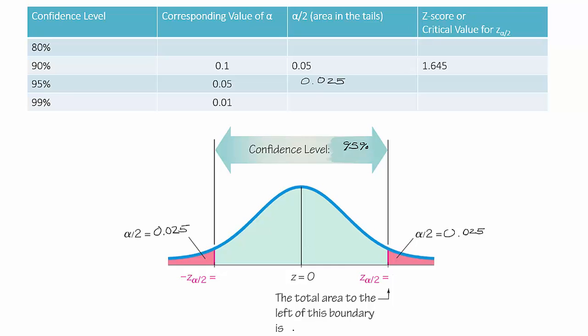But before I do that, I need to figure out what is the total area to the left of this upper boundary. So I would be taking 100%, all of the data under the curve, and subtracting out 0.025, and that should give me 0.975. So I'm looking for this value in my z-score chart.